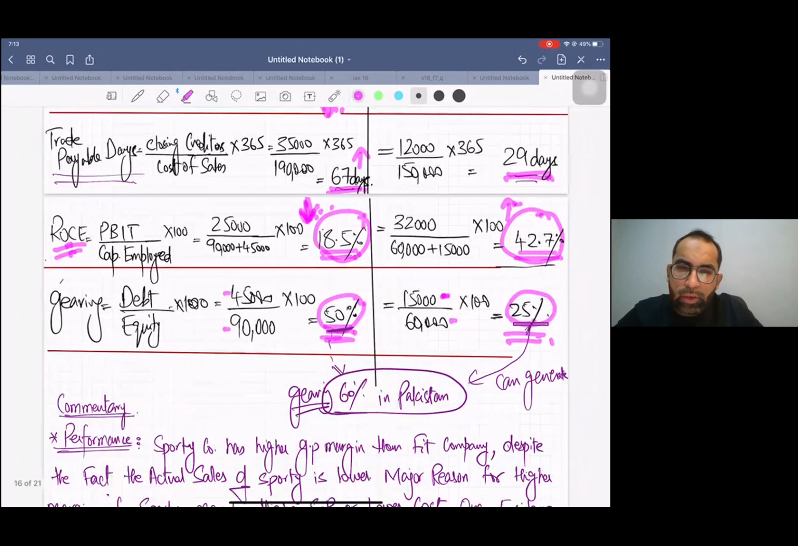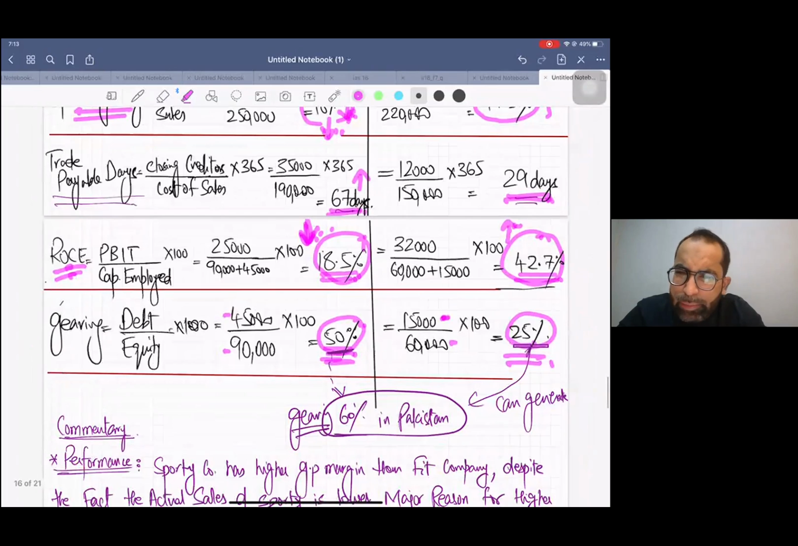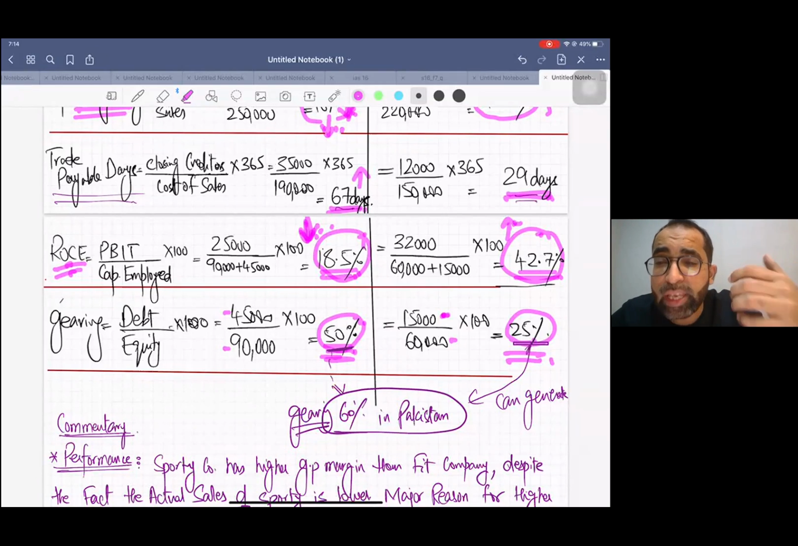And finally, after all these comments, the conclusion is very simple. The sporty company is better than the fit company. Sporty company, listen, all ratios, the risk profile, everything is better than the fit company. But yes, one thing is positive for the fit company: it will soon receive 10 million cash, which may improve the liquidity of the fit company.